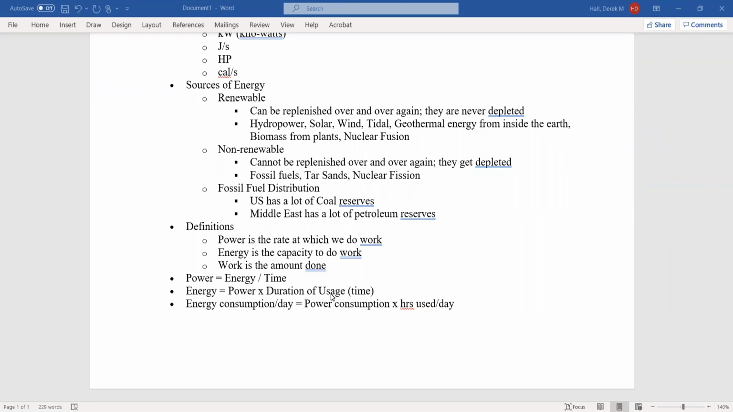So for example, power is energy divided by some period of time. Energy is power multiplied by a duration of usage. And energy consumption per day is equal to power consumption times those hours used within a day.